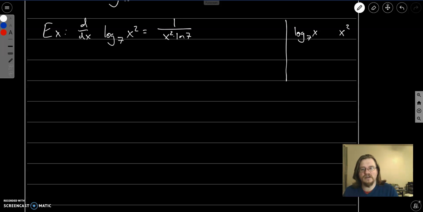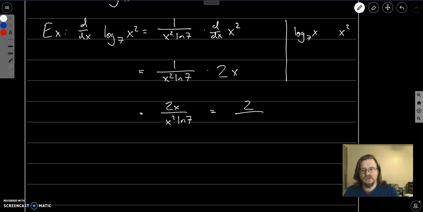And then I need to take all this times the derivative of the inside. So again, this is just the chain rule. We just take the derivative of the outside, plug in the inside function, and take it all times the derivative of the inside. To simplify here, I'll get 1 over x squared times the natural log of 7 times the derivative of x squared, which, as we know, is just going to be 2x. So if I simplify this, I've got the 2x on the top of the fraction, I've got an x squared over the natural log of 7, and some x's cancel out, and what I'm left with is 2 divided by x times the natural log of 7.